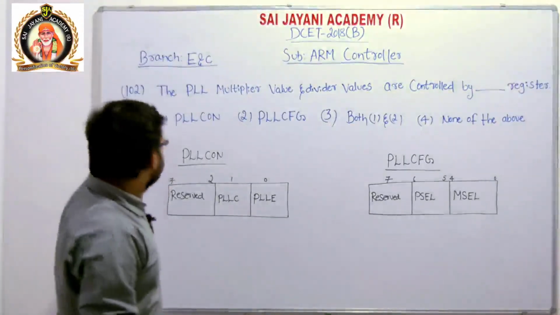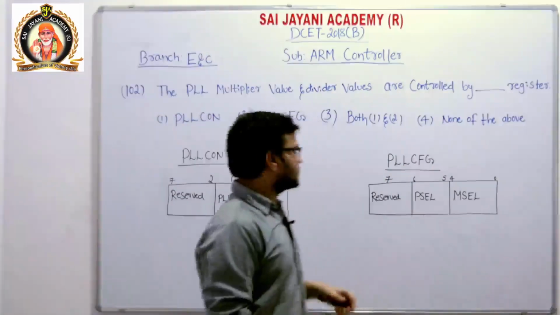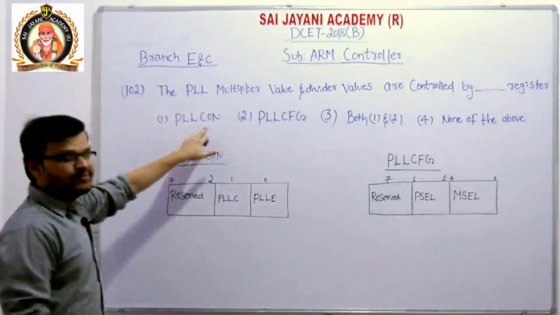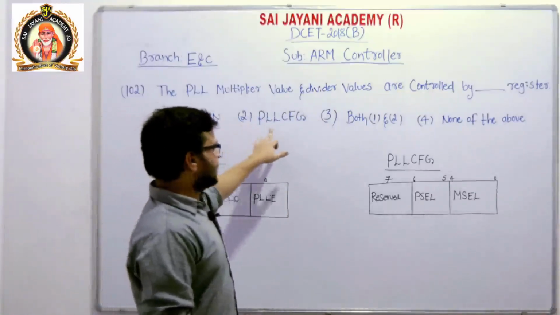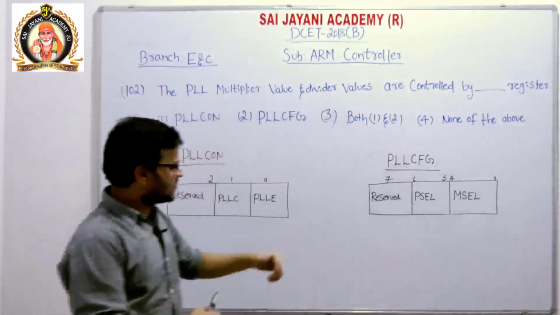Question number 102. The PLL multiplier value and the divider values are controlled by which register? The options are given below. The first one is PLLCON register. The second one is PLLCFG register. The third one is both 1 and 2. And the fourth one is none of the above.